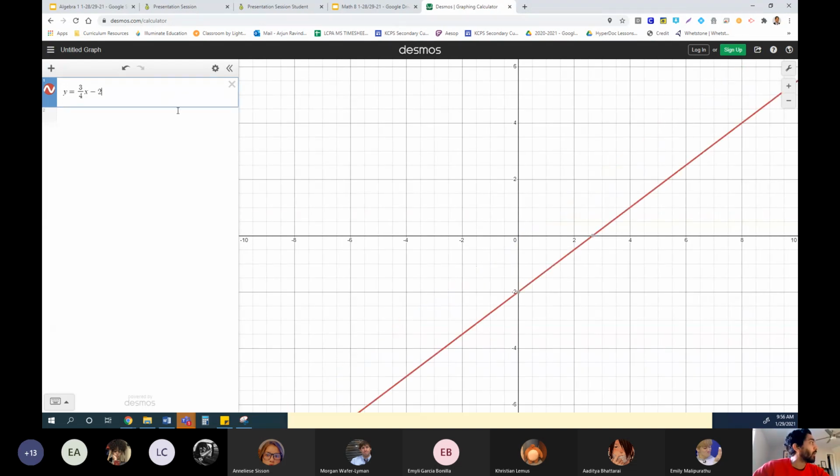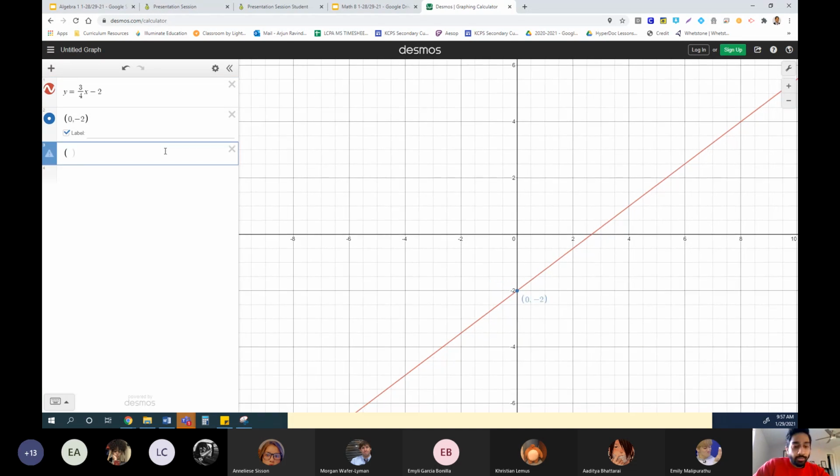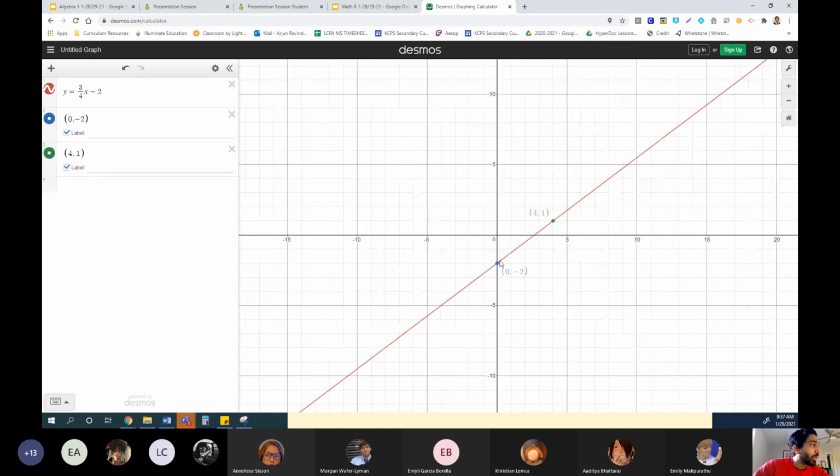So you can see a few important points. (0, -2) is our y-intercept. There's our y-intercept. So simple. We can also see our slope by going to this point right here. That's (4, 1). We can see our slope pretty readily here. The slope is rise 3 units up, 1, 2, 3, over 4 units.